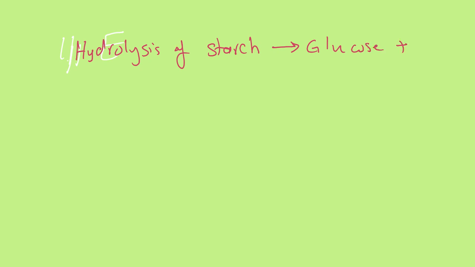Hydrolysis of starch. It will give its components, which is glucose, right? So it will give glucose and water. Remember that when we hydrolyze starch, we get only one type of molecule, so many glucose molecules, not like hydrolysis of protein. Hydrolysis of protein gives many different types of amino acids, right? But hydrolysis of starch just gives glucose and water.